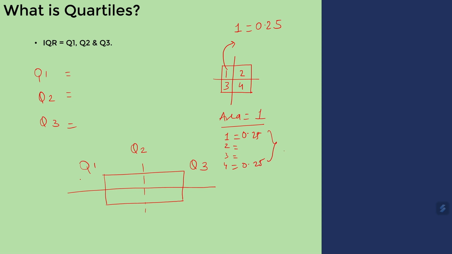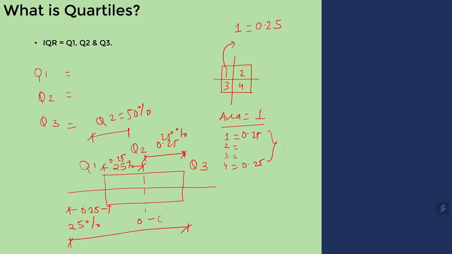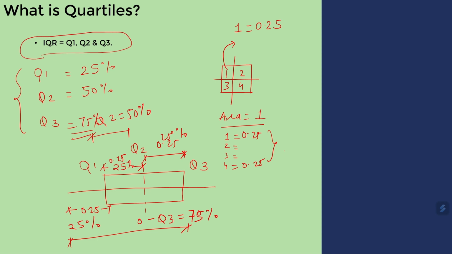Similarly, in the box plot, Q1 consists of 0.25, which is 25%. And from Q1 to Q2, this also consists of 25%, 0.25. That means the total up to Q2 is 50%. And from Q2 to Q3 is also 0.25, which is 25%. But from the start to Q3 accounts for 75%. I hope you understood this. So let me write this: Q1 is 25%, Q2 is 50, Q3 is 75. You only have to remember these values. These are known as quartiles in an interquartile range, the ranges from Q1, Q2 and Q3.